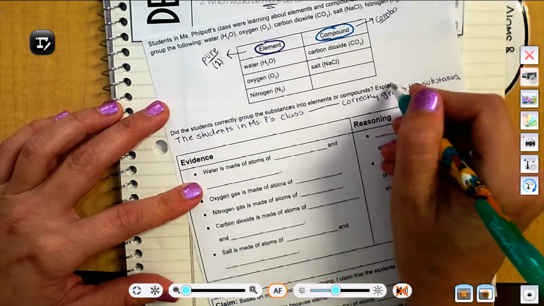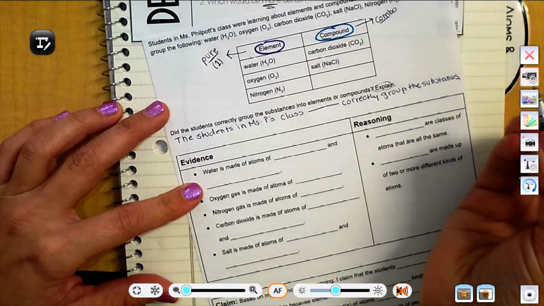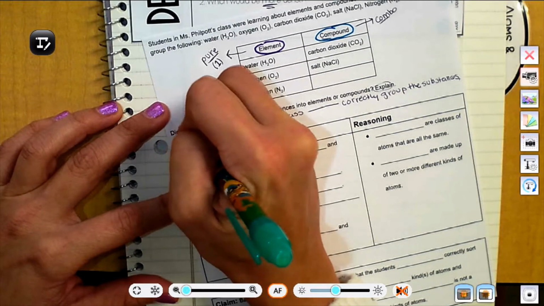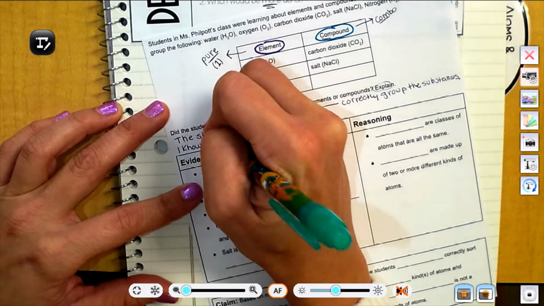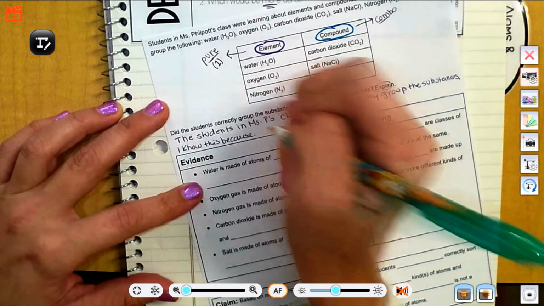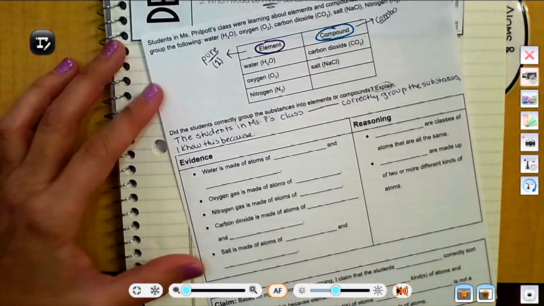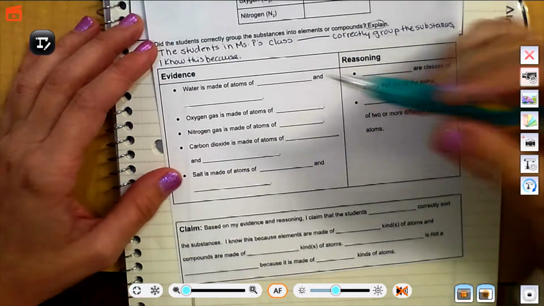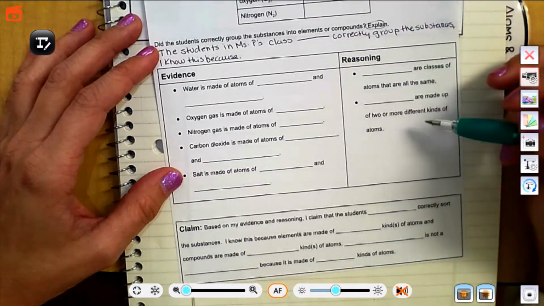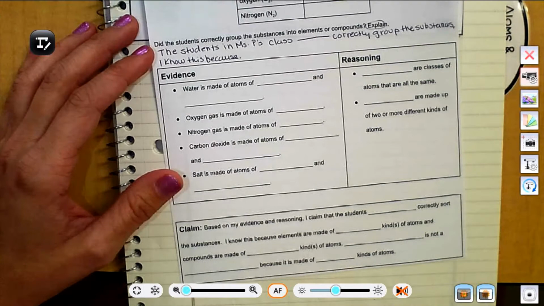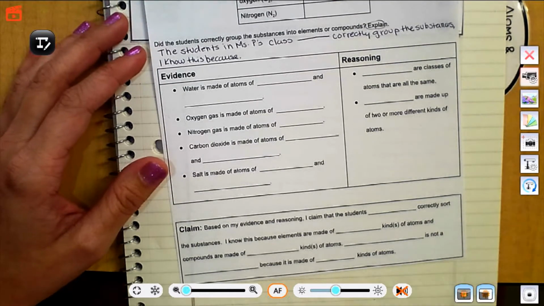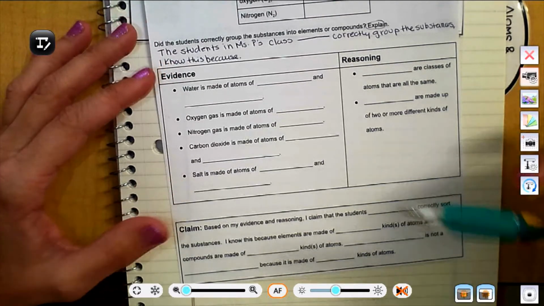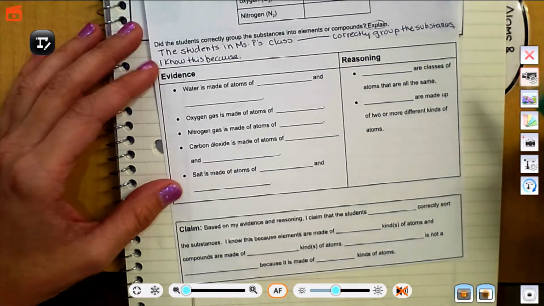And then it says explain. I know this because... So then tell me why they got them all right, or give me evidence of why they got it wrong. So this is what we do a lot of in science. We look for evidence, and then we use the evidence to reason or to support our thoughts, and then we make claims. Sometimes we do it in different orders, but we're going to do it in this order today.